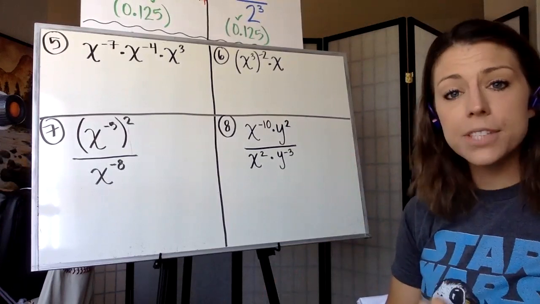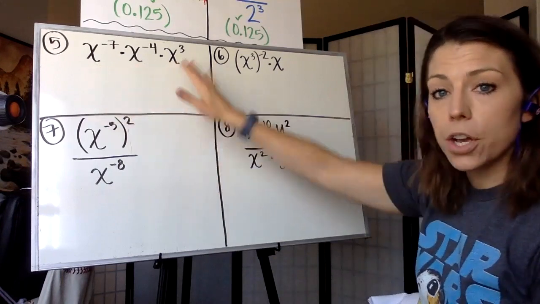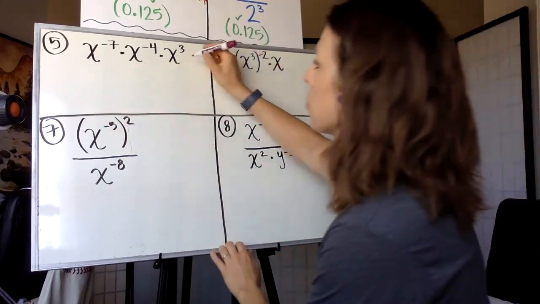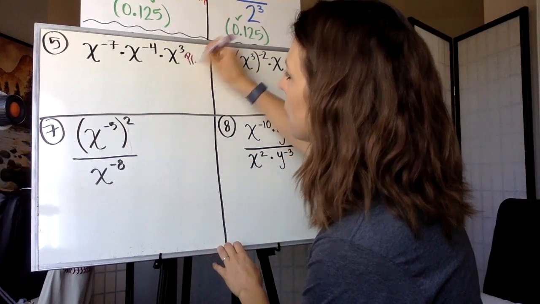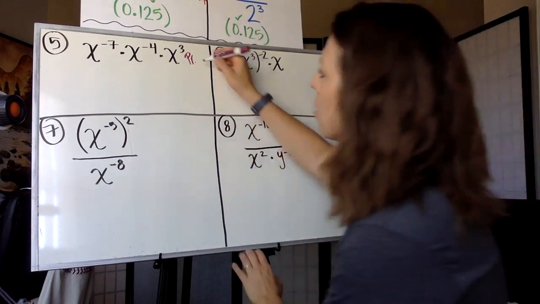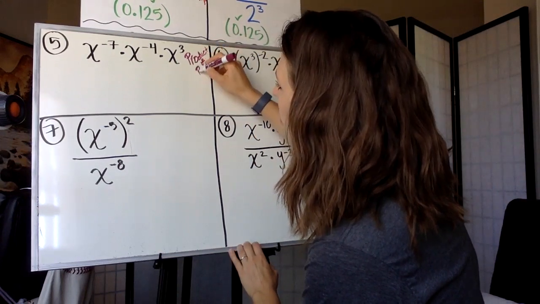Okay, let's first identify the property that we're going to use here. Number 5, is this a product, a quotient, or a power? I think this is a product. So I'm just going to put PR for product, right? That's a product of powers. So I'll write out product, otherwise that's going to sound confusing. So this is a product of powers.